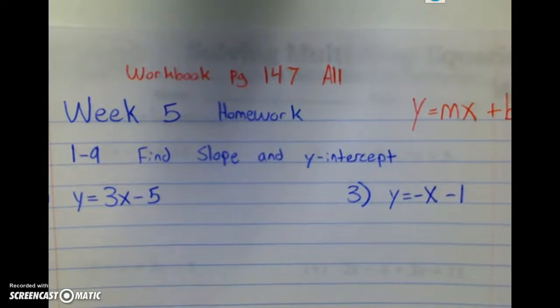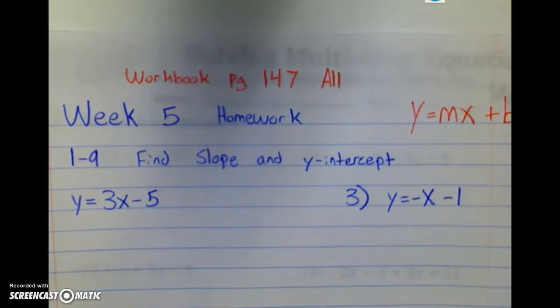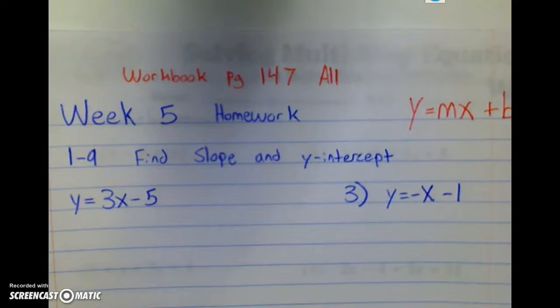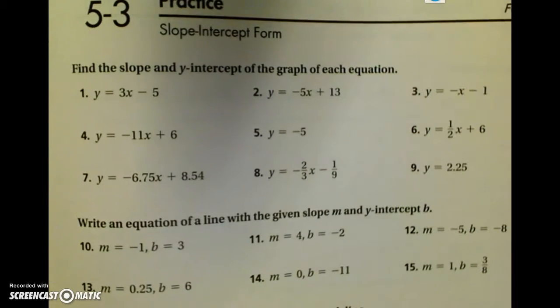Hello, we're looking at week 5 homework here, and it's workbook page 147, all of them. So here's what the page looks like in our workbook. The first section, 1 through 9, wants us to find the slope and the y-intercept of each equation.